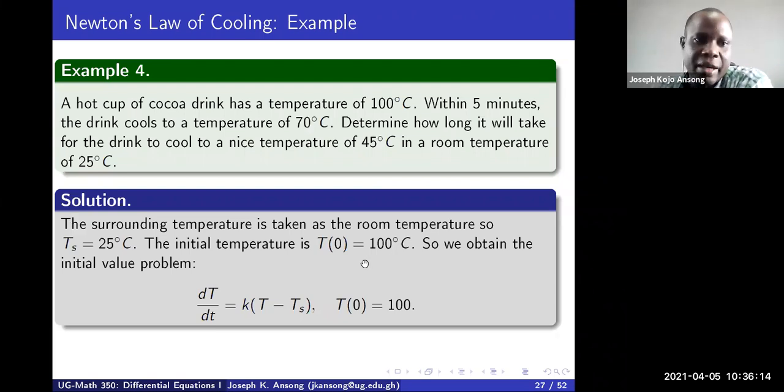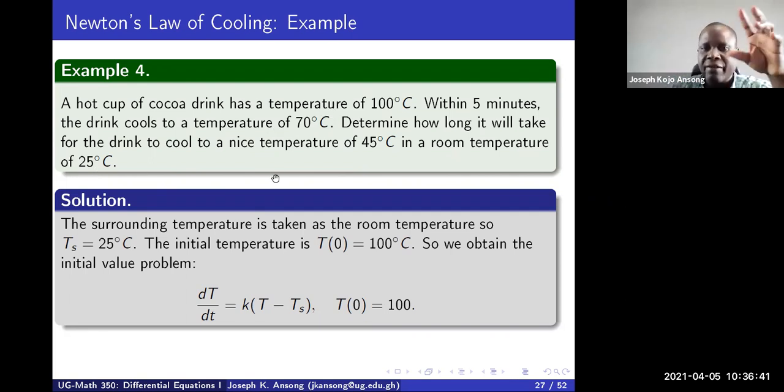So let's look at an example. You have a hot cup of cocoa drink with a temperature of 100 degrees Celsius, so it's very hot. Within 5 minutes, the drink cools to a temperature of 70 degrees. You want to determine how long it will take for the drink to cool to a nice temperature of, let's say, 45 degrees Celsius in a room temperature of 25 degrees.